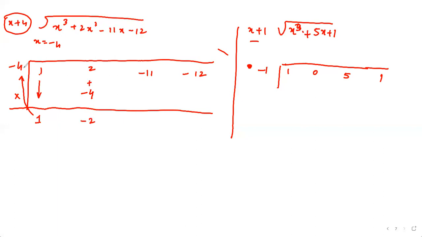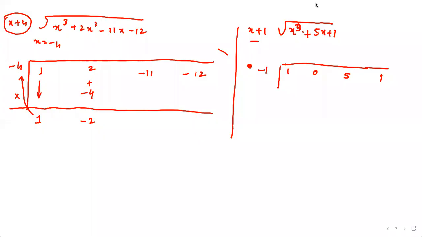Negative 2 multiplied with negative 4 becomes positive 8. Bring in negative 11 and positive 8; if you add them, it becomes negative 3. And negative 3 times negative 4 is positive 12. If you add these two at the end, you get 0.